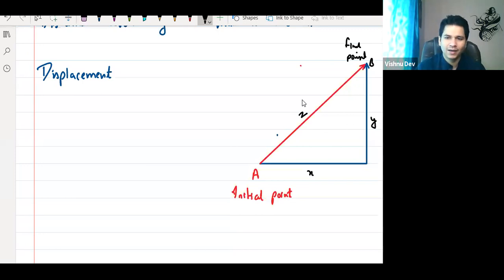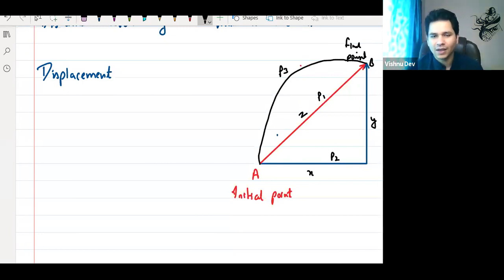Now, this is path 1. This total is path 2. And suppose I'm having a third path also, like this. This is path 3. Now tell me, if I ask you, what is the distance between A and B? Yes, Jia, but focus over here.